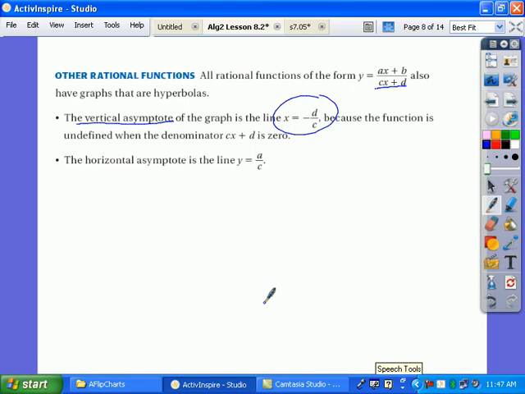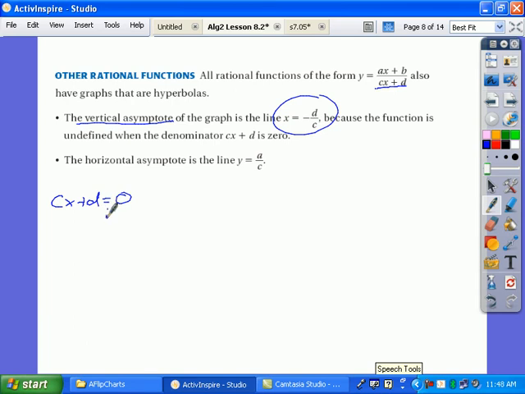And this you could calculate, and they actually explain how they got this. Look, because the function is undefined when the denominator equals 0. So all they did is they did cx plus d equals 0, and they solved this, and they found that x equals negative d over c. Okay? This is the value that makes the denominator 0. That's why it's negative d over c.